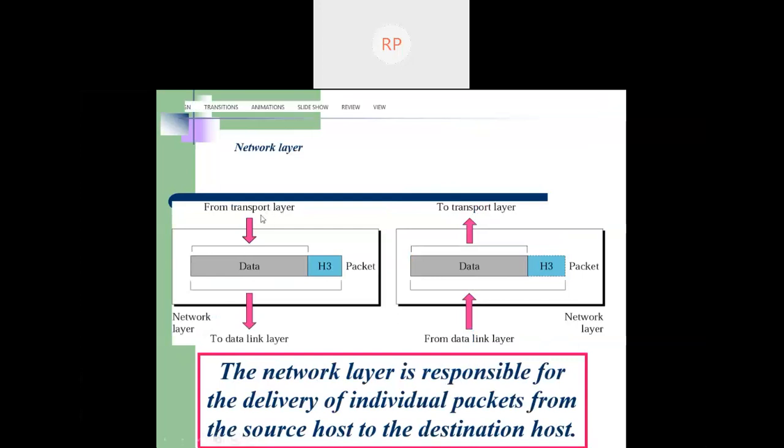It receives packets from the transport layer, adds a header, and then sends it to the data link layer. The functionality of the network layer is that it is responsible for delivering individual packets from the source host to the destination host. So this is the input and then this is the output.